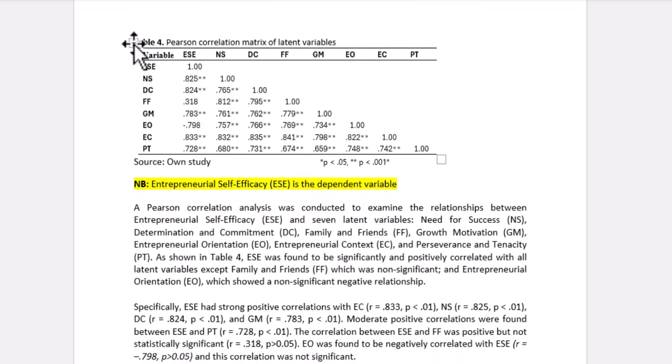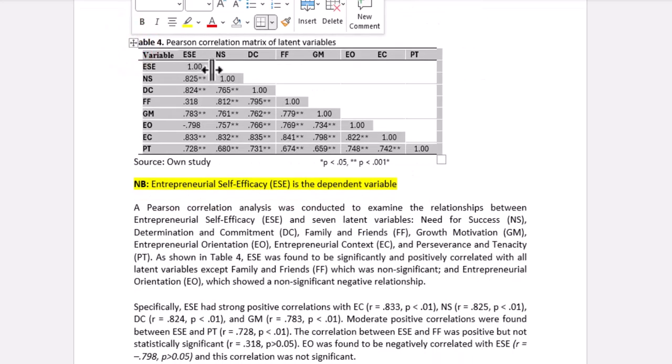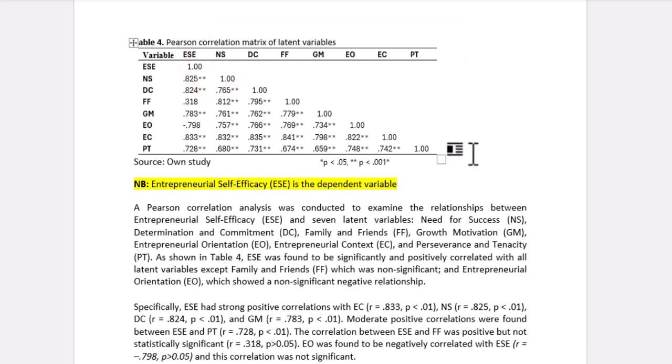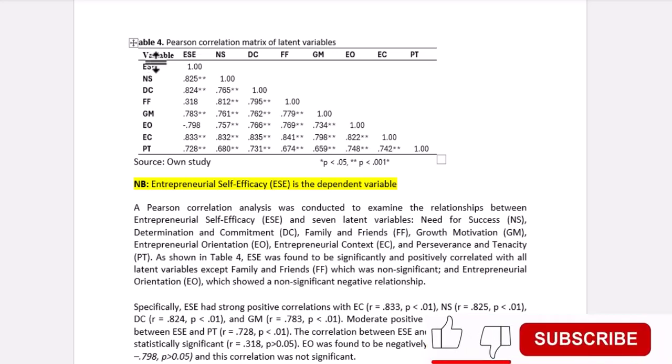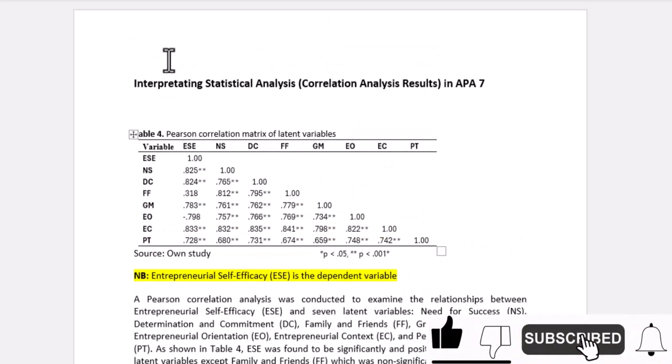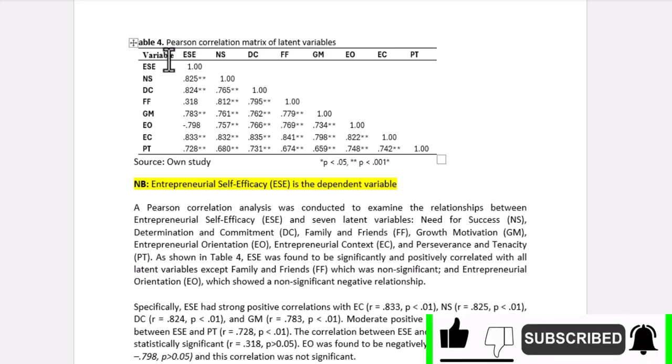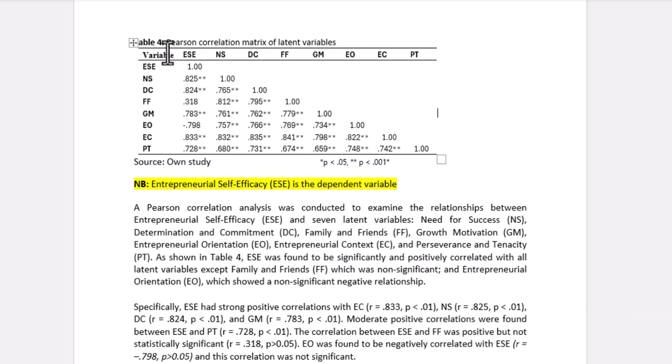So this is a table of correlation analysis that has already been formatted into APA format. That is how you format a table in APA 7. In my previous video I demonstrated how you copy this output from SPSS, format it into APA 7 format, and put it in an MS Word file.